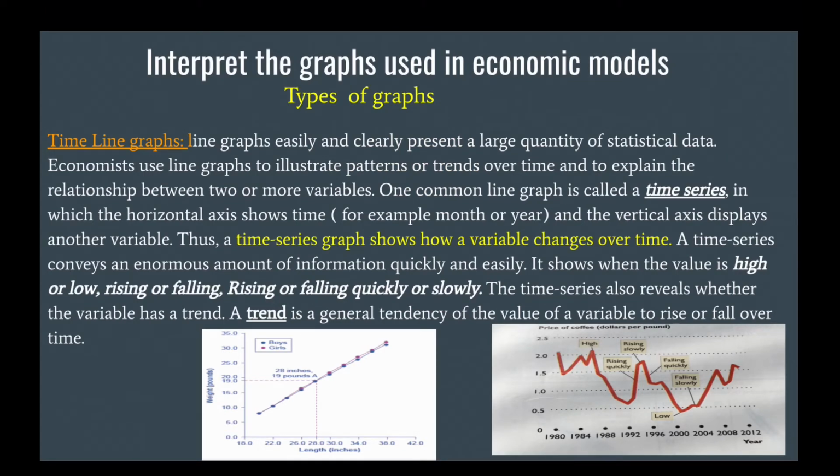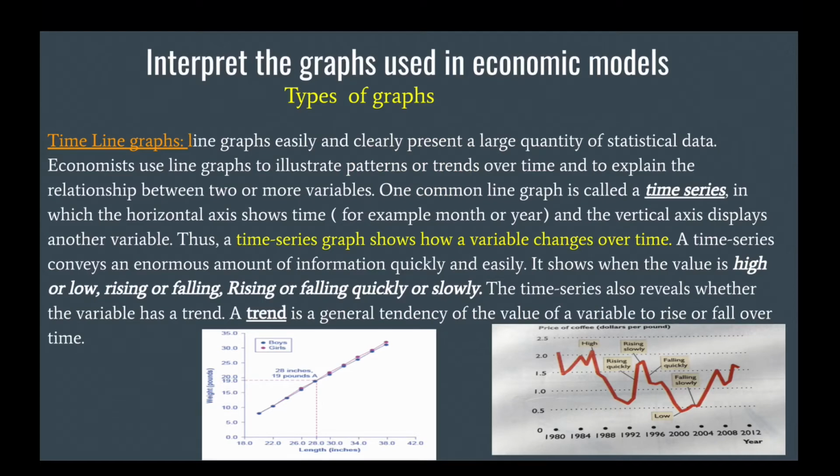The first one is time series graphs. Line graphs easily and clearly present a large quantity of statistical data. Economists use line graphs to illustrate patterns or trends over time and to explain relationships between two or more variables. One common line graph is called a time series, in which the horizontal axis shows time, for example month or year, and the vertical axis displays another variable. Thus, a time series graph shows how a variable changes over time.